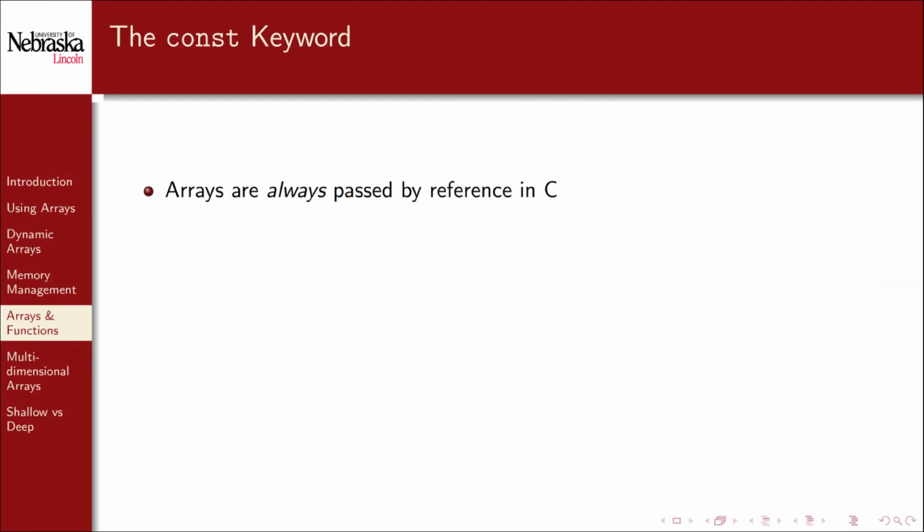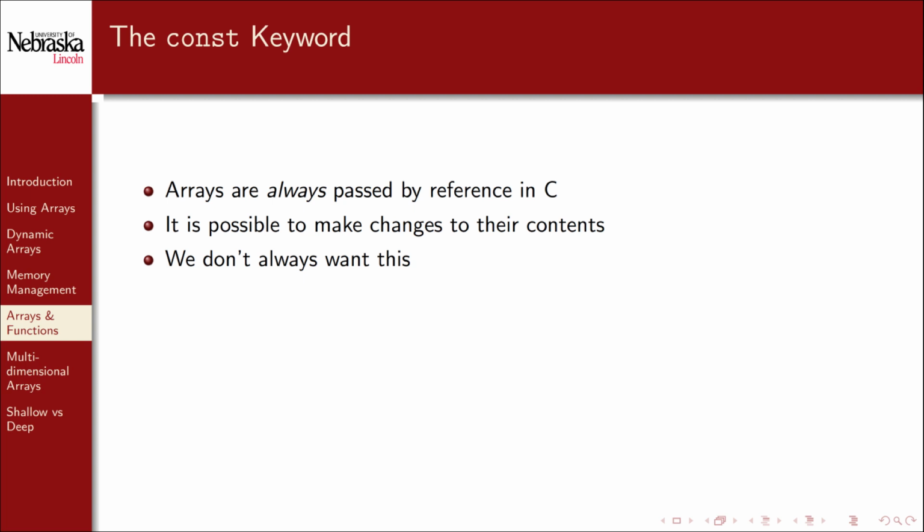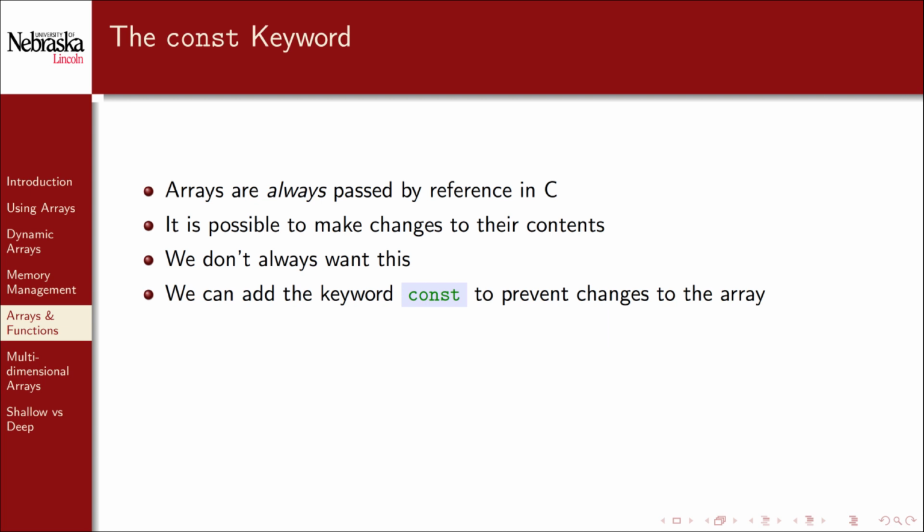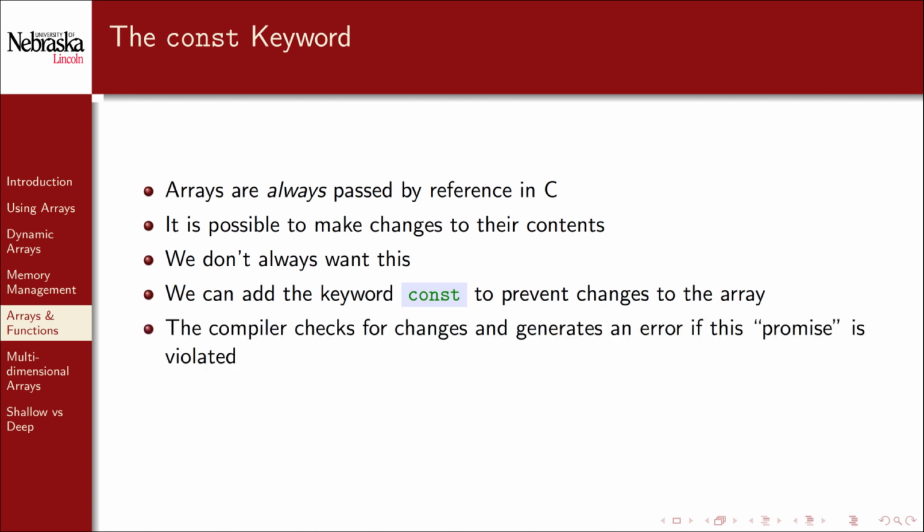When passing an array to a function in C, they're always passed by reference. Like other pass-by-reference variables, it's possible to make changes to the contents of the array. Sometimes we may want to make changes to the array, but we don't always want this. We can add a keyword const to our function signature to prevent any changes to the array in the function. The compiler is able to check our code, and if we do attempt to make any changes, it'll generate an error because this promise is violated. I put promise in quotes here, since it's really more of a design issue. There are ways around the const keyword that the compiler cannot check, so it's not a full guarantee.